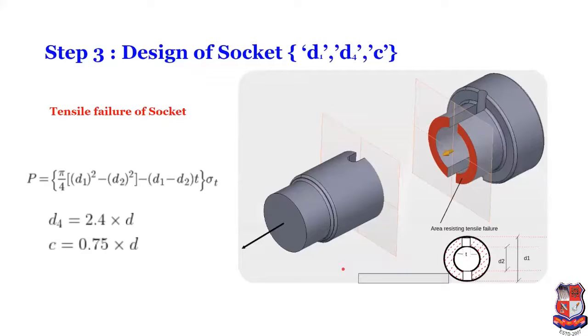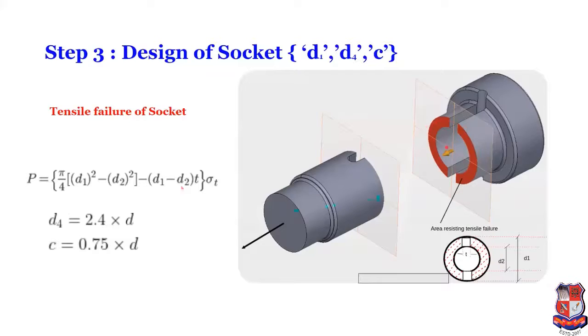Step 3 is design of socket, and there we have to calculate D1, D4 and C. The first case is tensile failure of socket. So again, this one is the direction of the load, and this one is the resisting area. So P is equal to resisting area into allowable stress. Allowable stress is sigma T.